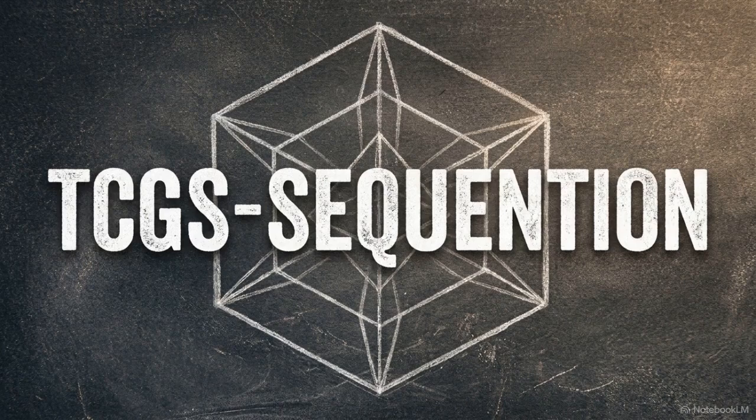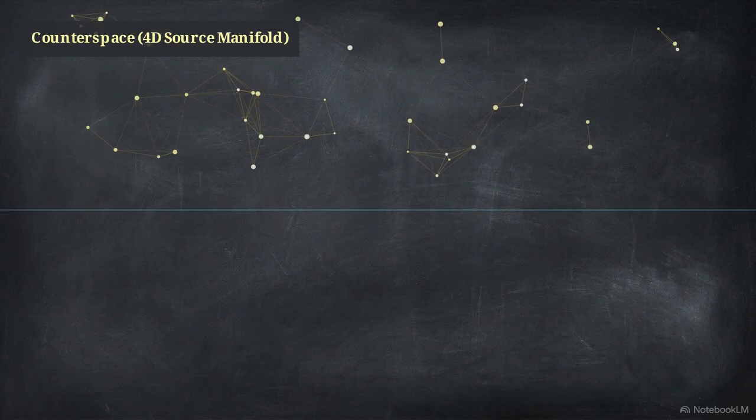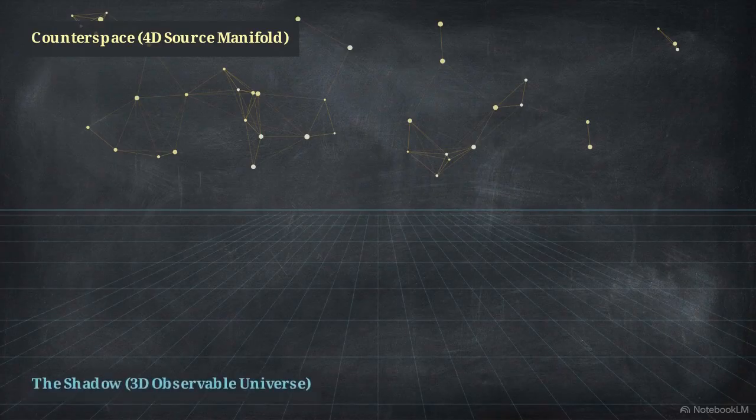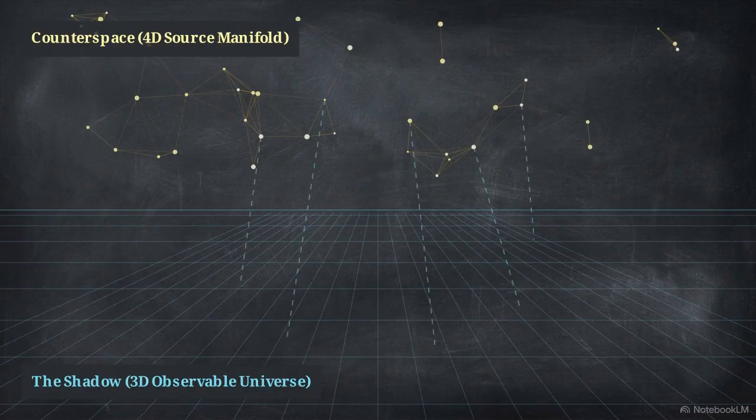To find that anchor, we turn to the TCGS-SEQUENTION framework, a geometric architecture that reorganizes the relationship between mathematics and physical space. Up top is counterspace, a complete four-dimensional source manifold. Below is the shadow, our observable universe, projecting the events in counterspace.